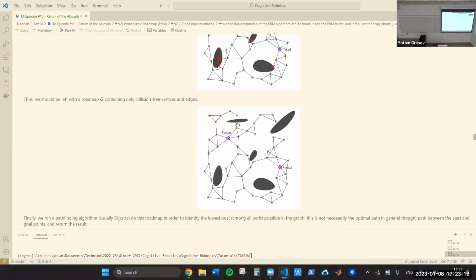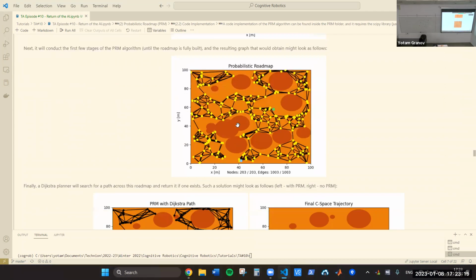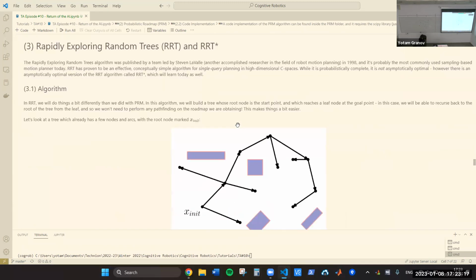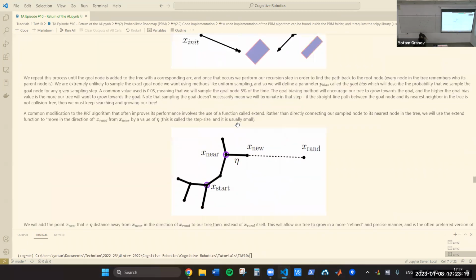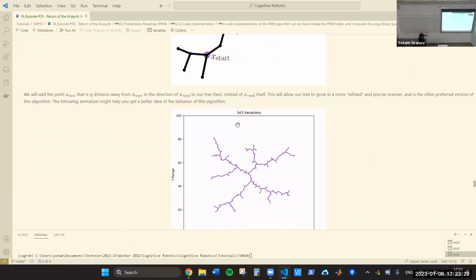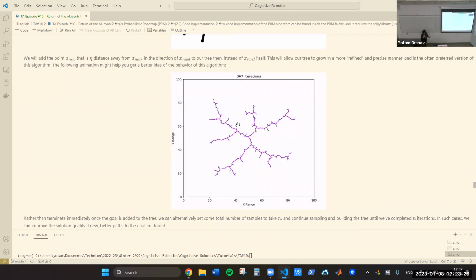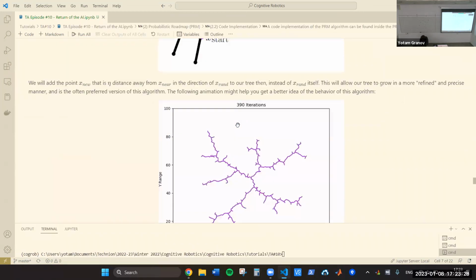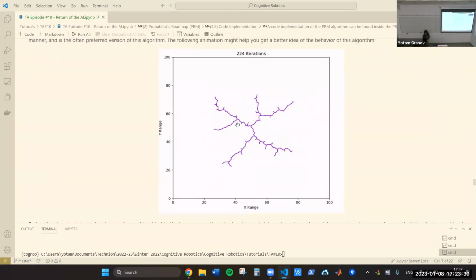So that's the RRT algorithm. It's like PRM, it's straightforward. Nothing's too complicated. There are ways to improve it. First, I'll show you how it looks over time. It's kind of hard to see because it's small right now. It's running some iterations. Here we see the trees growing through free space.